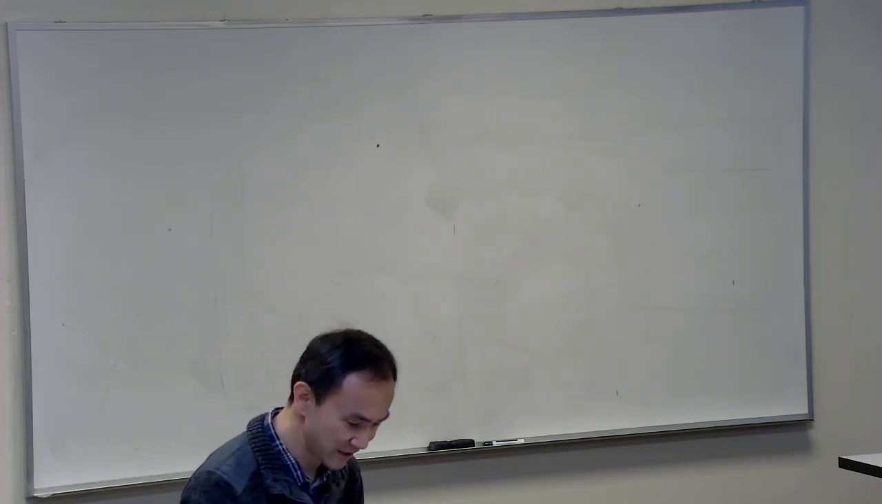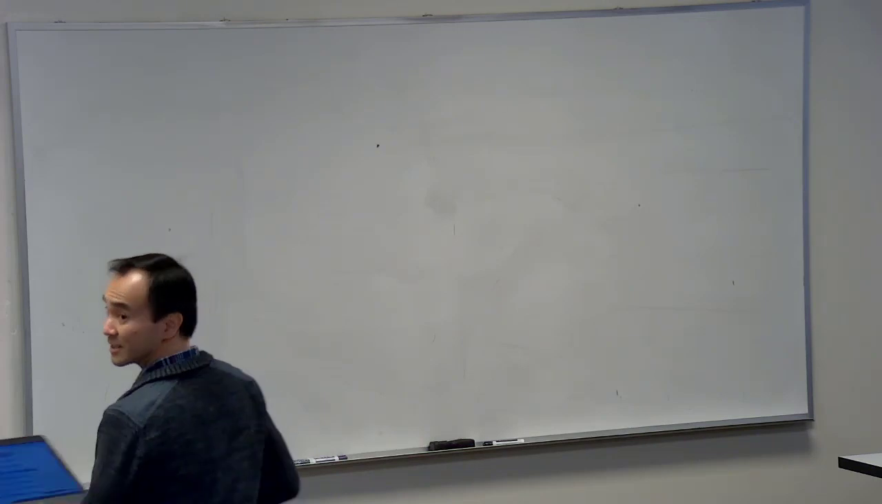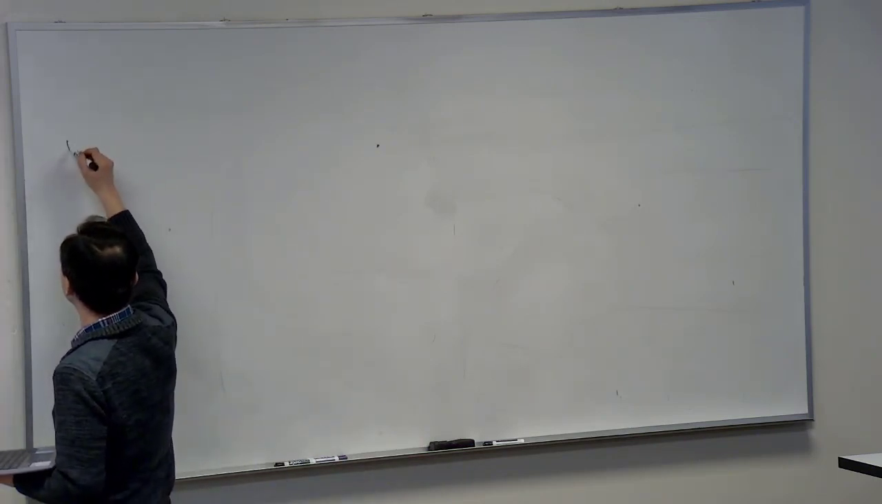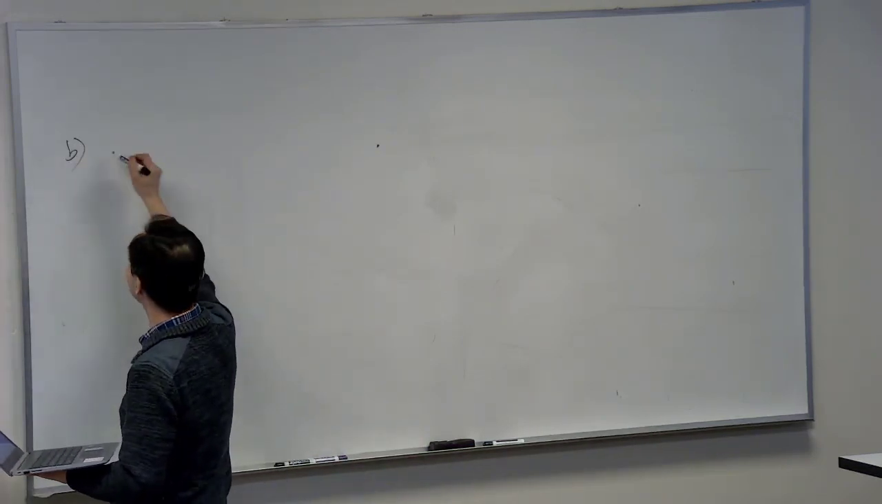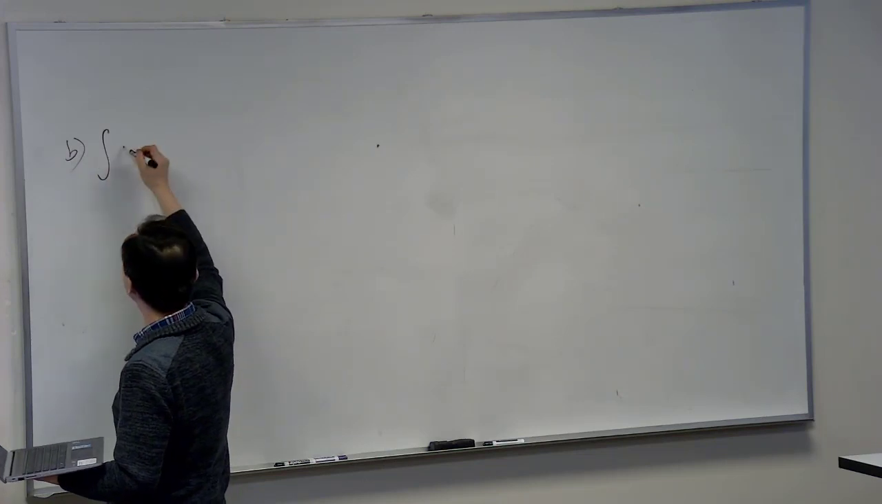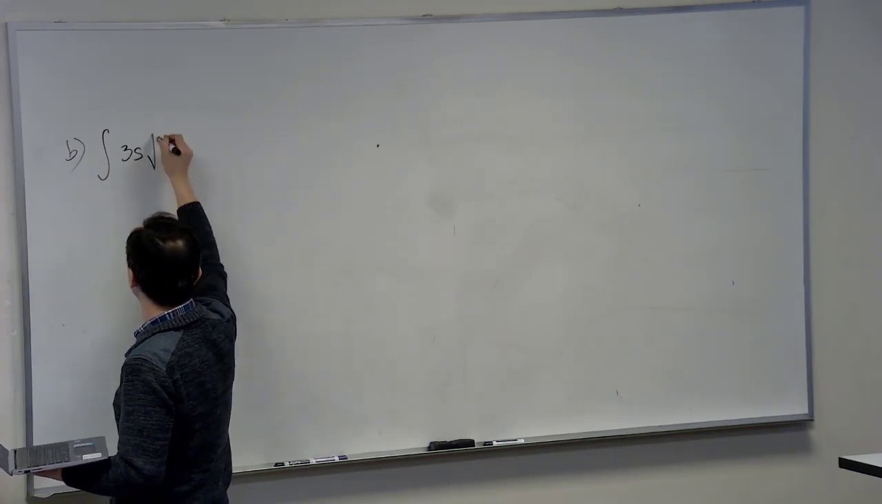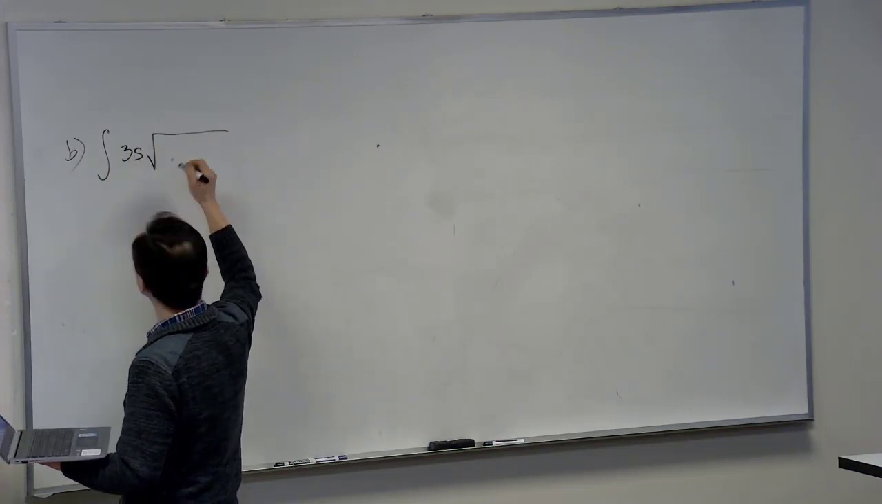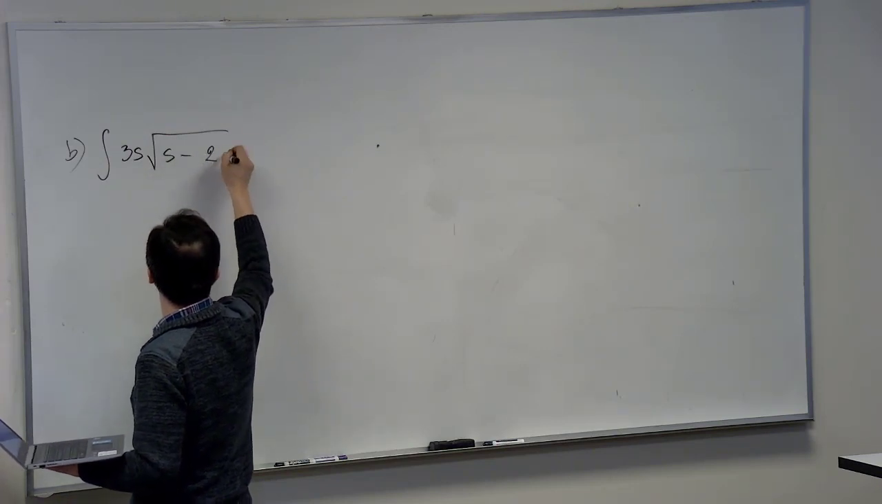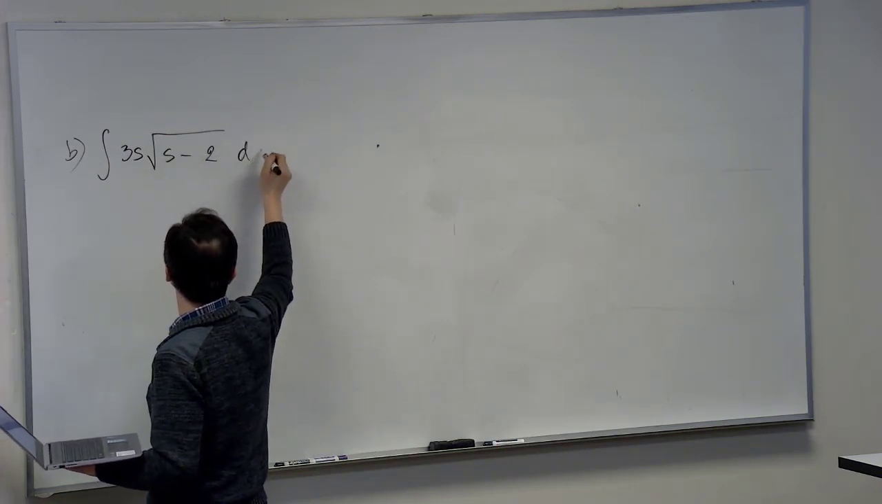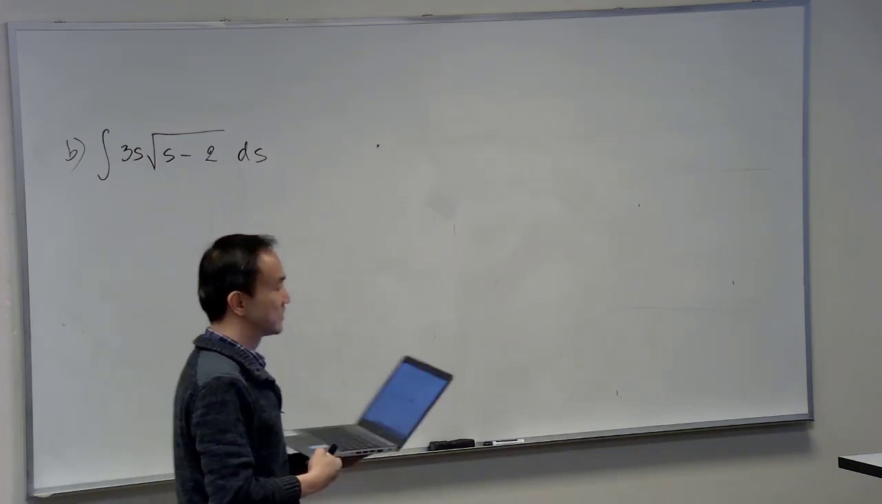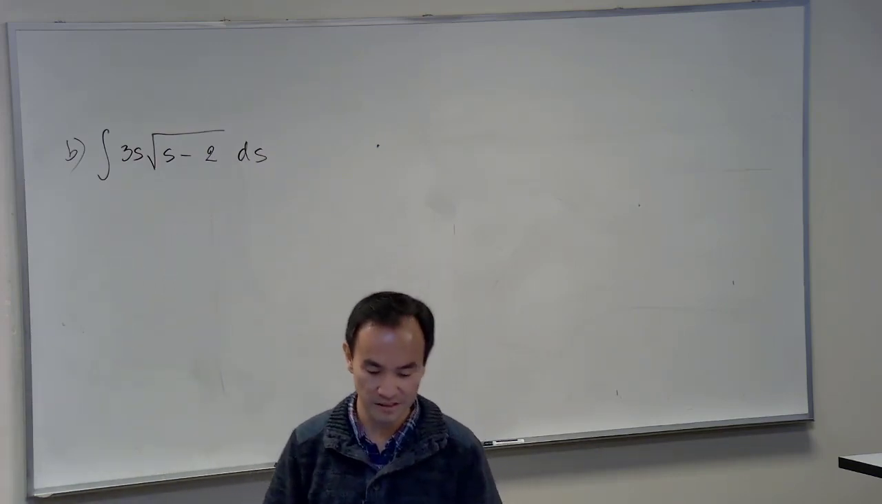Alright, so let's look at a problem like this. Let's call it part B of this creative example, the example that requires some creativity. How about 3s multiplied with the square root of s minus 2. And yes, the main variable here is the s variable, so it's got s and the ds.